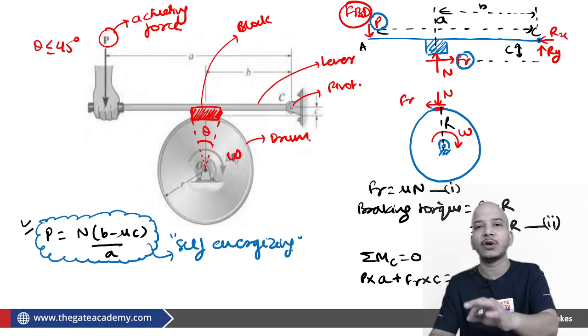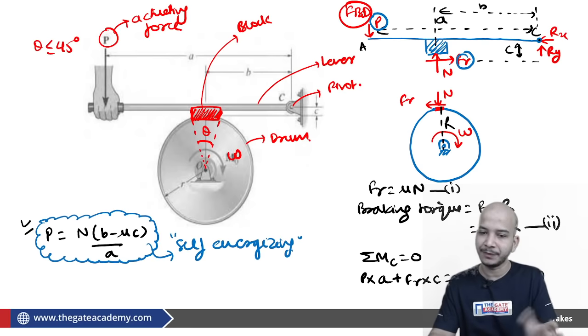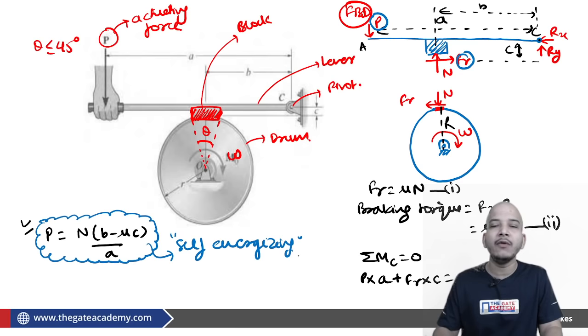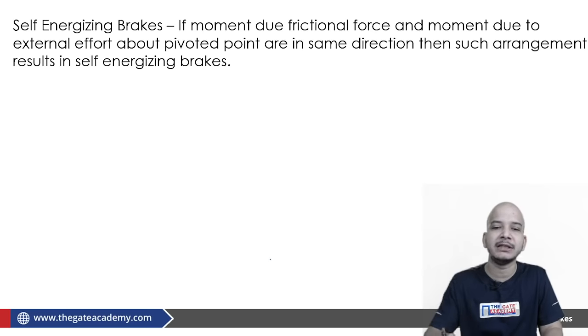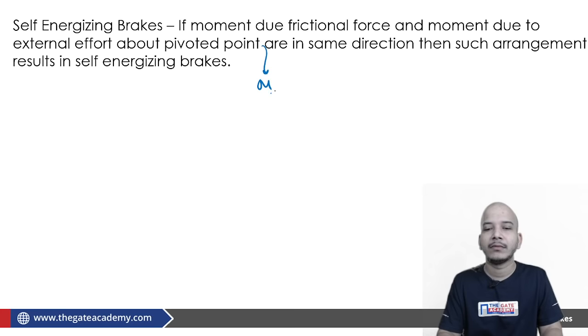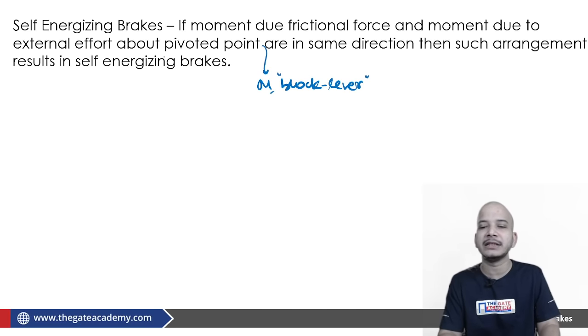So here basically we are talking about a self-energizing brake, and in a self-energizing brake the amount of effort which is required is less. This is how we define a self-energizing brake. Here you can see the definition: if the moment due to frictional force and the moment due to external effort about the pivoted point on the block lever body are in the same direction, then such an arrangement results in a self-energizing brake.